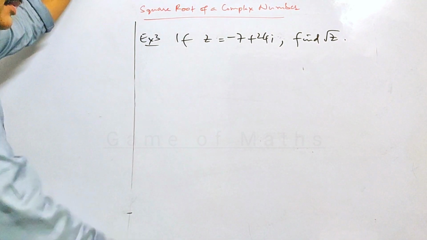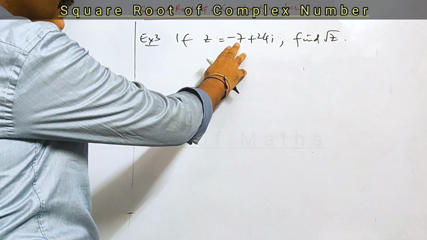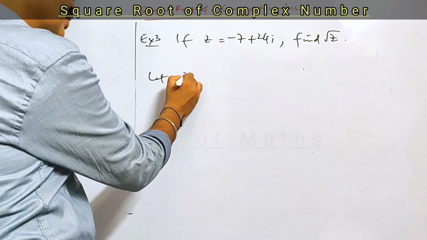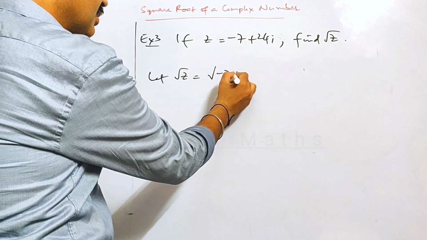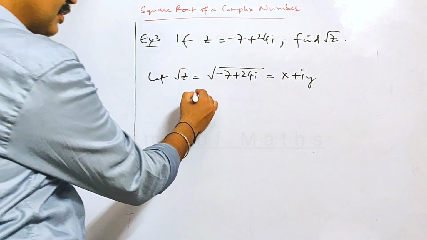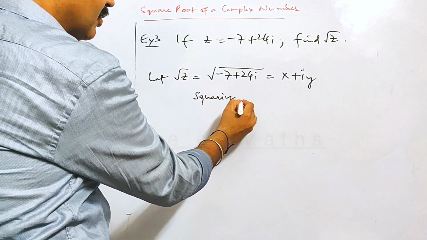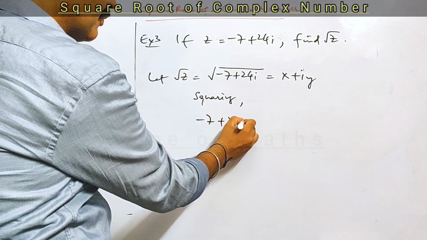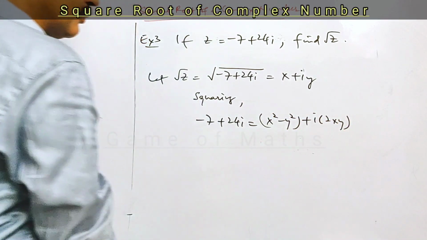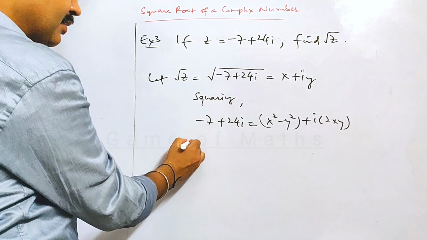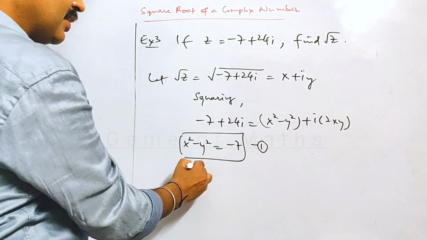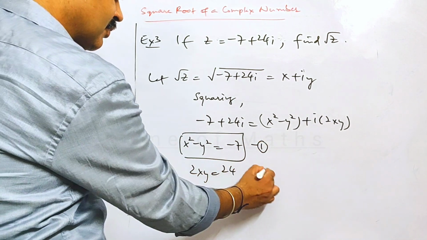Okay, let's try another example. Here the complex number z is given as minus 7 plus 24 iota and we have to find its square root. So we'll take the square root of z as equal to another complex number x plus iota y. Squaring on both sides will give me minus 7 plus 24 iota, and the right side should be this, as done in the previous examples. Now we'll equate real parts on the two sides to get one condition, and we'll equate imaginary parts on the two sides to get the second condition.